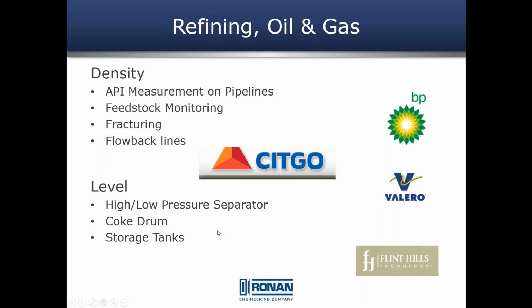In the refining industry and area, just a couple things to jog memories or get you thinking. In the density area, customers want to know API on the pipeline. They want to know when they're fractionating, they want to know the sand content. They measure on the feedstock and the flowback lines. For level, there are quite a few installations. These three are very common: high and low pressure separators, the coke drums, and storage tanks.